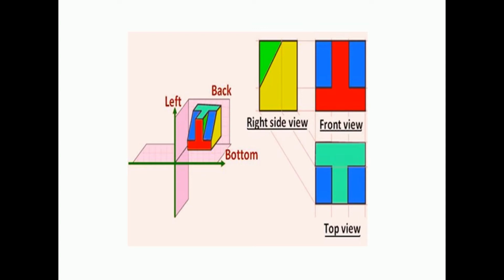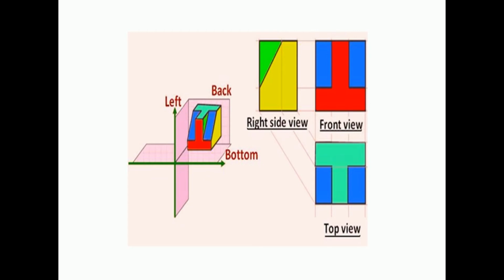Okay, so we project our drawing or model onto the horizontal and vertical plane. The front view remains in front, but the right side is projected to the left side, because the vertical plane lies on the left. So we draw the front view in front, the right side view on the left side and the top view at the bottom. So that is the explanation of the first angle projection.